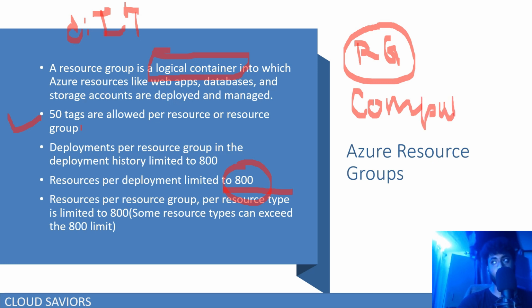Okay, so it is saying you can create, let's take an example of virtual machine, 800 virtual machines per resource group. In one resource group, per resource type is limited to 800. But yes, some resource types can exceed the 800 limit. So of course, if you feel that you need more virtual machines, you can always raise a ticket to Microsoft support, and they will increase this limit for you. But of course, you must have a valid reason. The moment you explain it, they will increase this limit for you.